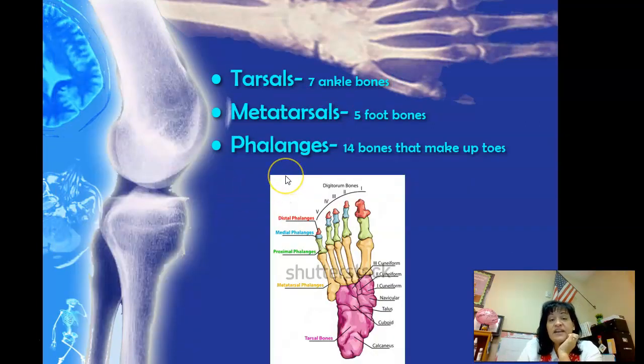Then you have 7 ankle bones. Those are called tarsals. 5 foot bones, metatarsals, and then the 14 bones that make up your toes, the phalanges. And if you notice those, and the same thing with fingers and toes, there's 14 bones, 3 in each of your fingers, and then 2 in the thumbs or the big toe.